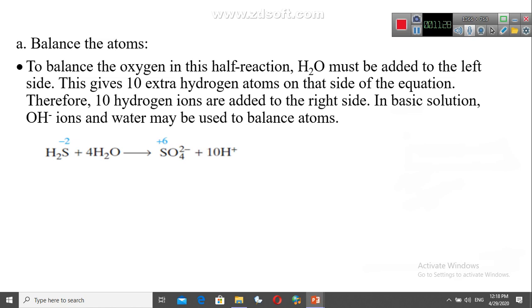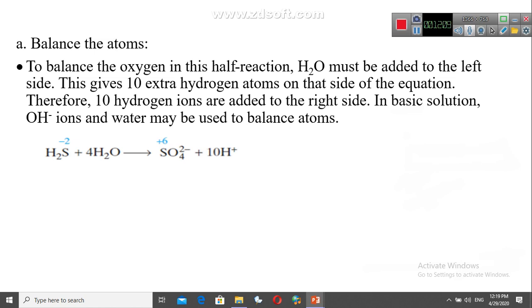Then the hydrogen atoms on the left side increase, but there is no hydrogen atom on the right side. This gives 10 extra hydrogen atoms on that side of the equation. Therefore, in this case, 10 hydrogen ions are added to the right side in order to become balanced, because previously we said to balance the atoms.